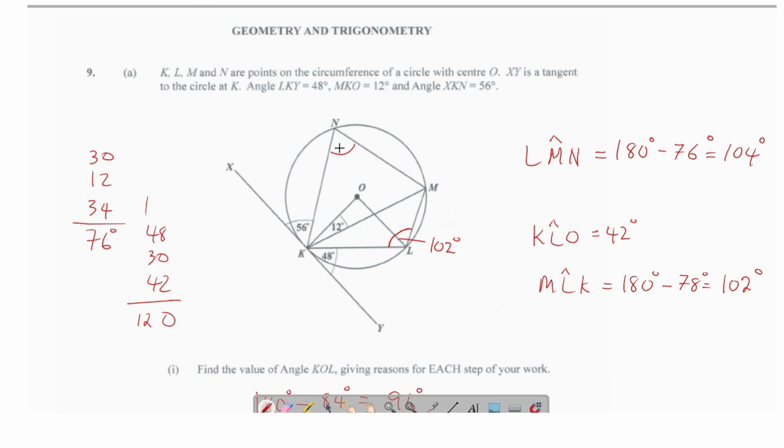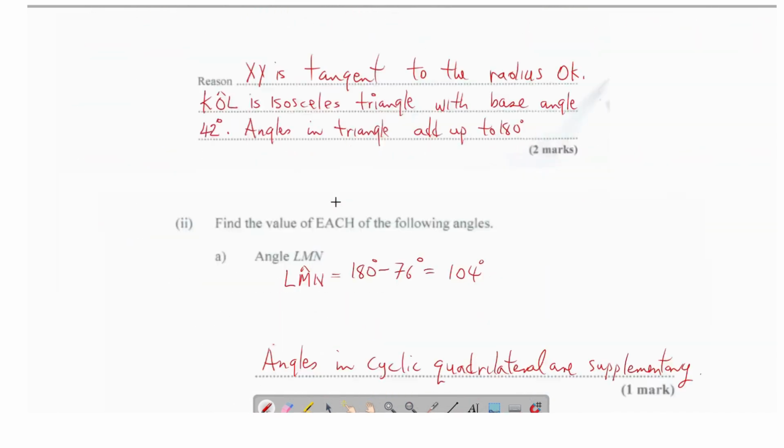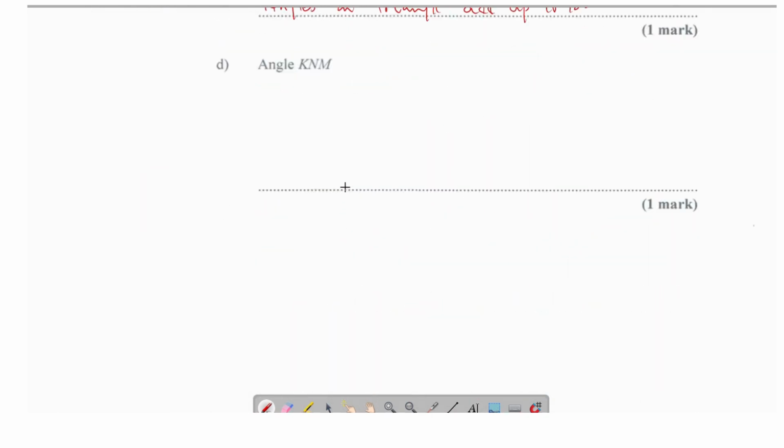So opposite angles are supplementary, therefore this angle should be 78 degrees. So we can just say KNM equals 78 degrees. KNM equals 180 degrees minus 102 degrees, and that equals 78 degrees.